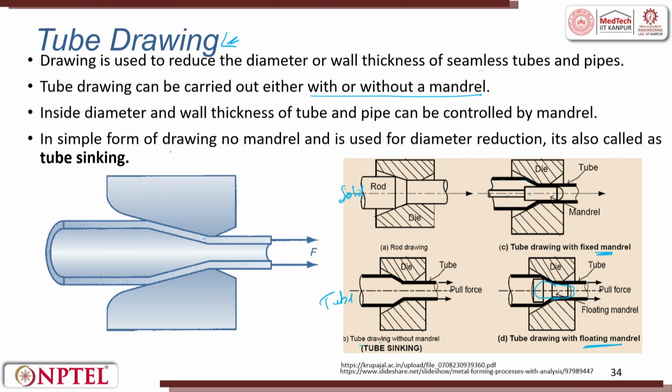In the simple form of drawing, no mandrel is used for diameter reduction. It is also called tube sinking. No mandrel, it is called tube sinking. So, a tubular structure also can be produced by drawing. Suppose you want to have a 10-meter long pipe, it is done by a floating mandrel.